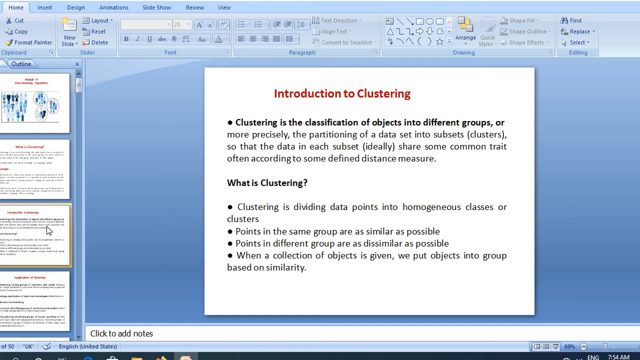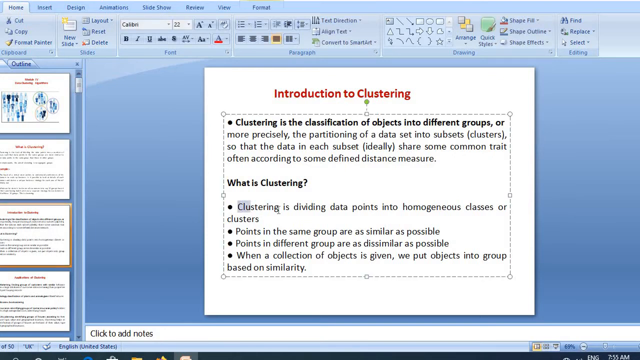Now, we can say some important points regarding clustering. Please see here the first point. Clustering is dividing the data points into homogeneous classes or clusters. What do you mean by homogeneous? It means similar classes. It means that clustering is dividing the data points into similar classes. Now, what is the second peculiarity of clustering? The data points in the same group are as similar as possible. They will be almost similar to each other as possible with respect to some trait.